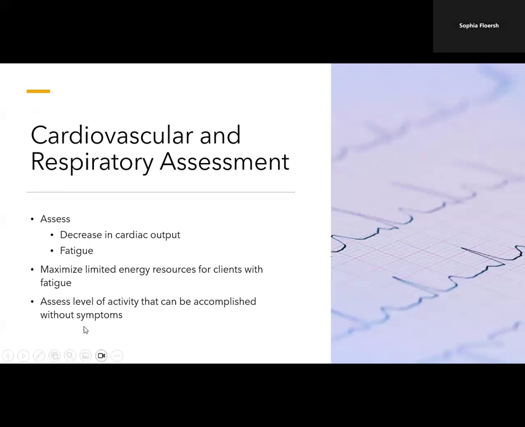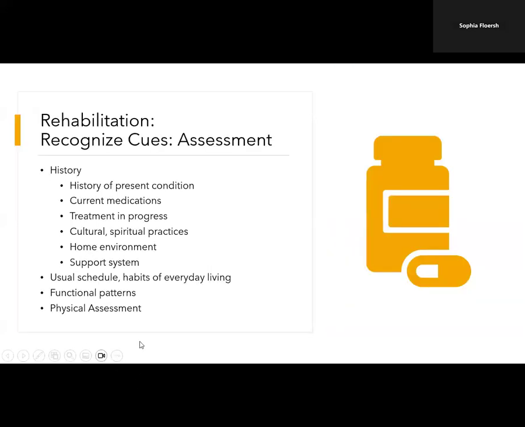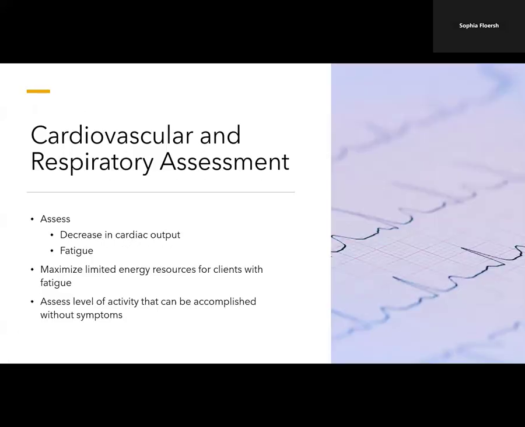Assess level of activity that can be accomplished without symptoms. This is the huge thing. If all of a sudden my patient starts developing irregular respiratory patterns, like they just start dry heaving or breathing really, really hard, then I want to assess them. What is going on with them? Is there some sort of underlying disease that's causing this?